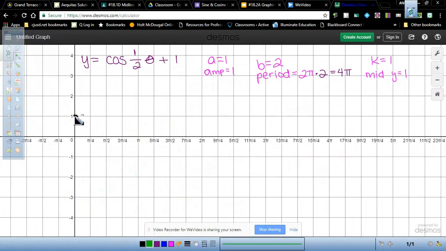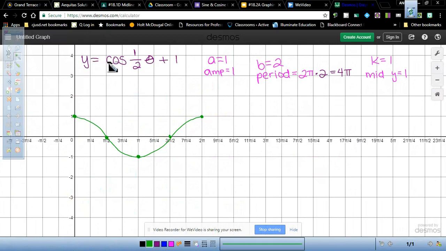All right, so in green, I'm going to give you the parent graph of cosine. Cosine starts at its amplitude above the midline. So the basic graph of cosine starts at the amplitude above the midline. At pi over 2, it reaches the midline. At pi, it's the amplitude below. At 3 pi over 2, we're at the midline. And at 2 pi, we finish our graph. Well, one period of it. And I make my nice wave. Okay, so sine started at the midline. Cosine starts at the amplitude above the midline.